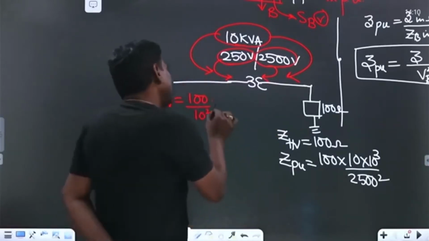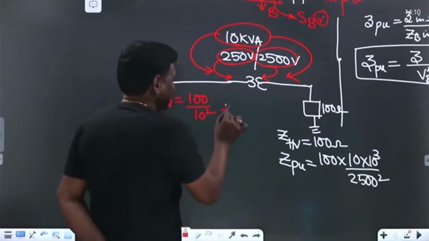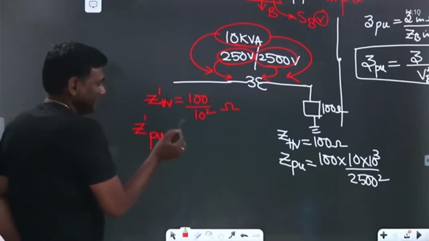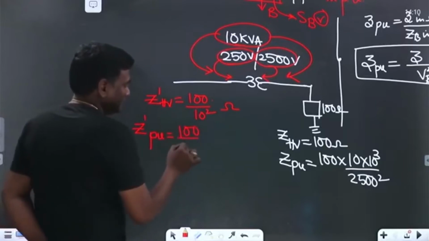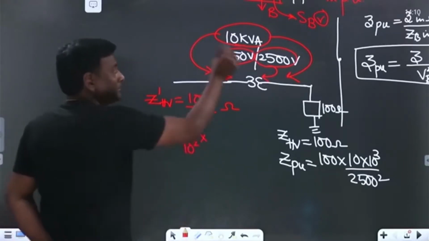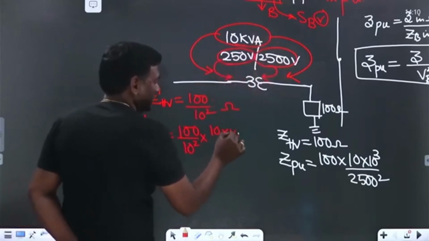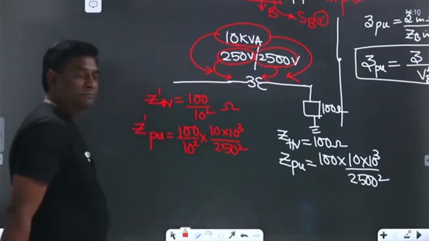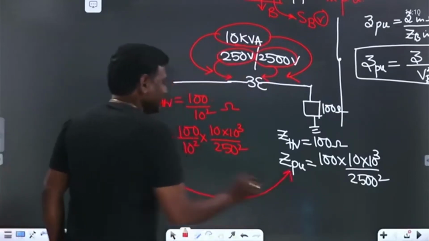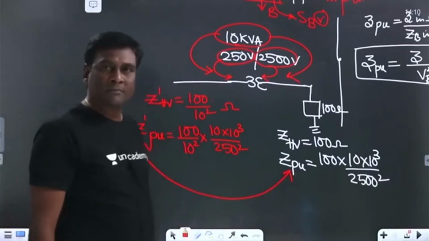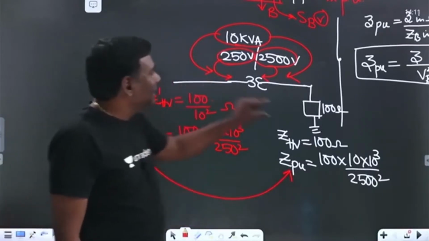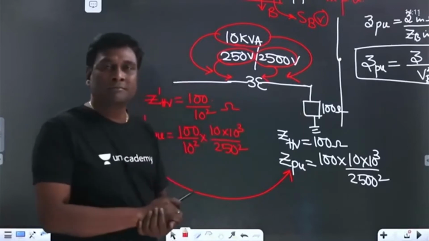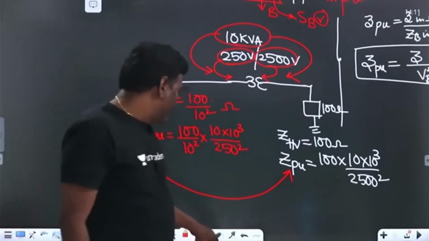Now, let me think of ohms. Let me calculate Z dash in per unit. In per unit, it is going to be impedance value into VA base divided by V base square. Both should be the same or not? Yes, they are the same. So the moment they are the same, if you convert this particular 100 ohms into per unit, I need not transform from here to here. Problem solved.